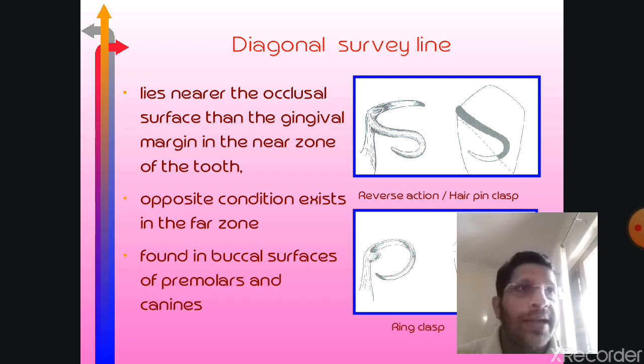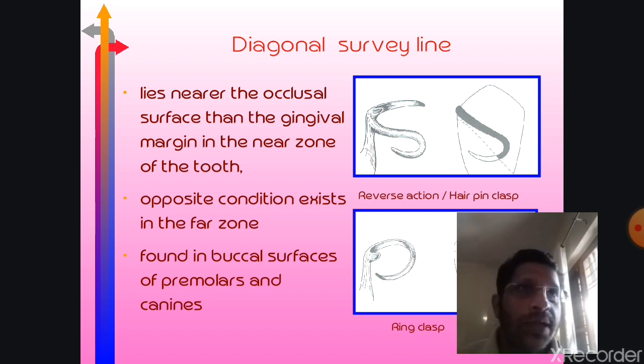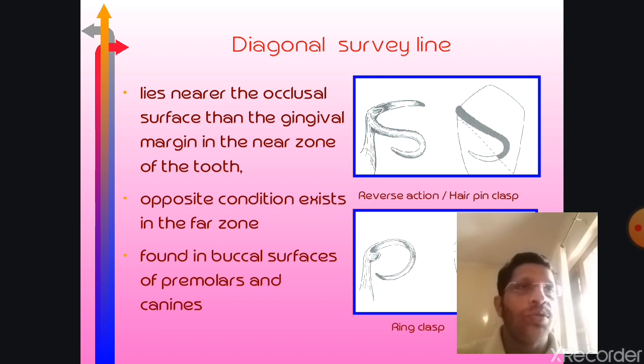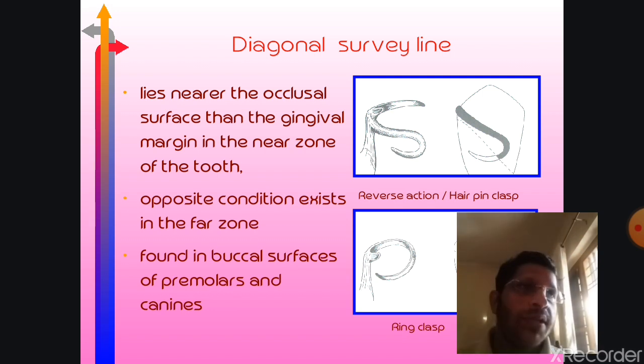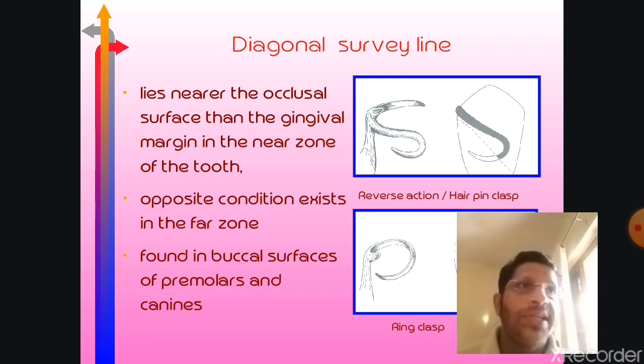So it is right from the extremities. From near zone it will be from the occlusal aspect, and on the far zone it will be on the cervical aspect. So the inclination is very sharp, the line is very sharp, whereas in case of a medium survey line it is not as sharp as that of the diagonal survey line, and it is usually found in buccal surfaces of premolars and canine.